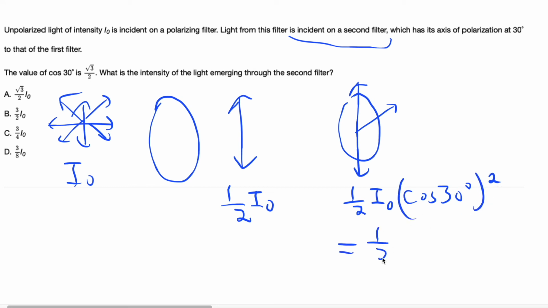And this is equal to 1/2 multiplied by I sub 0 multiplied by 3/4. And this is going to be equal to 3/8 multiplied by I sub 0. So the answer is D.